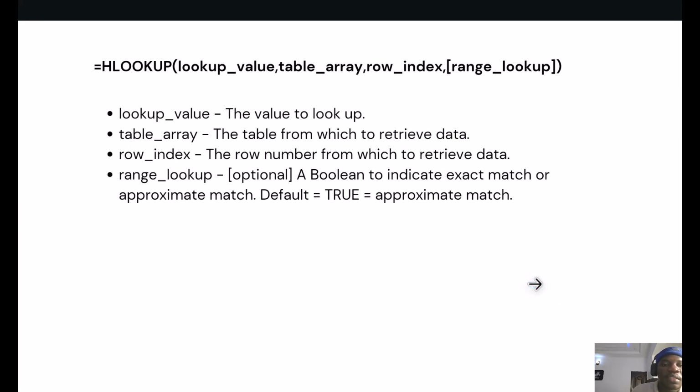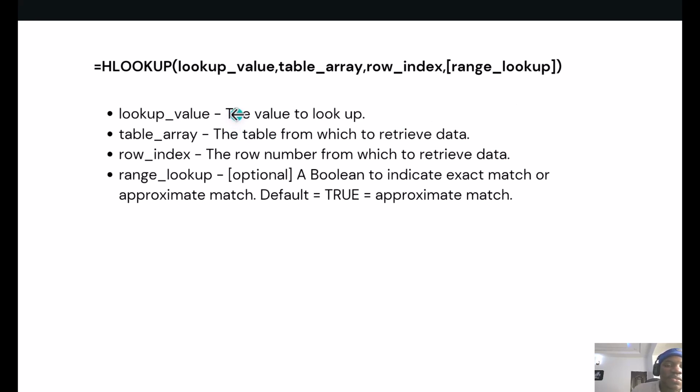Now this is the syntax. In programming languages, we call them syntax. And so this is the syntax of the Hlookup, and these are the different arguments that we have here. One of them is the lookup value. We have the table array, we have the row index, and then we have the range lookup. Now, what are all these things? It will be best explained when we go into practice to see this.